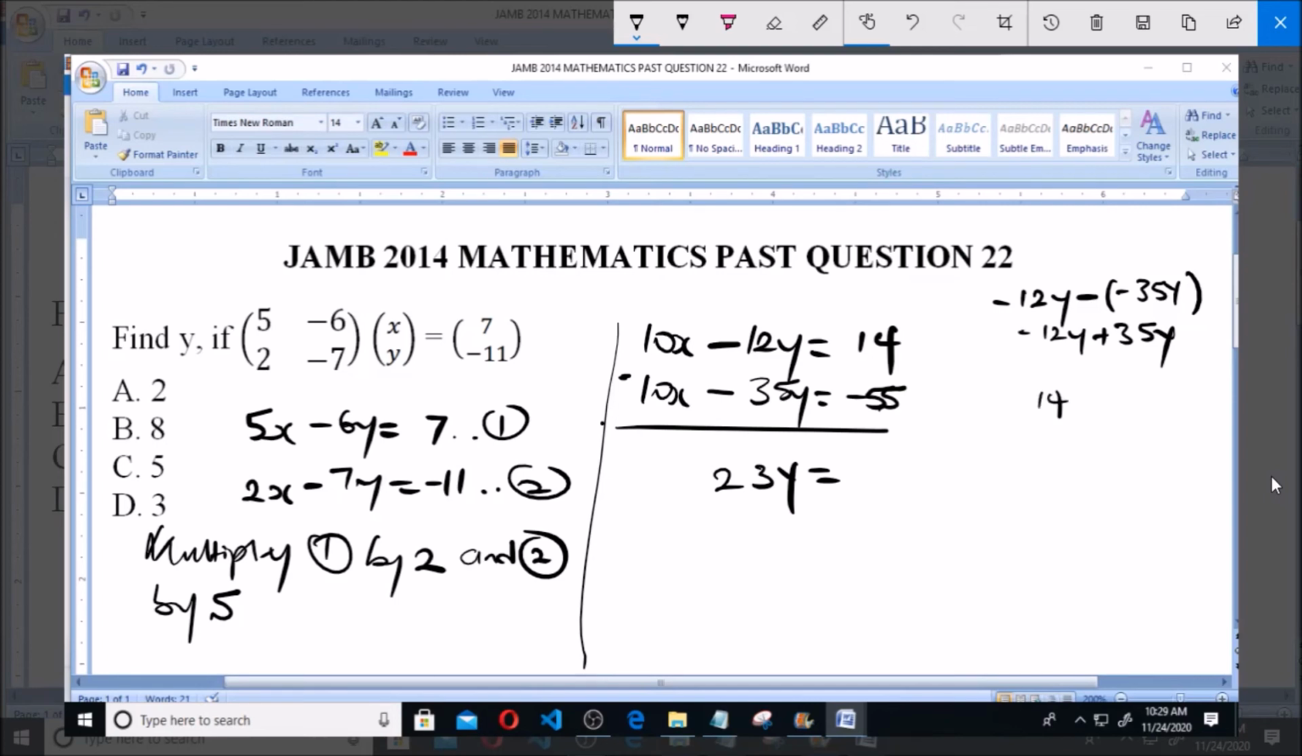Now 14 minus minus 55 is equal to 14 plus 55, and that is equal to 69. So from here we can say y is equal to 69 over 23, which is equal to 3. So y is 3, which is option D.